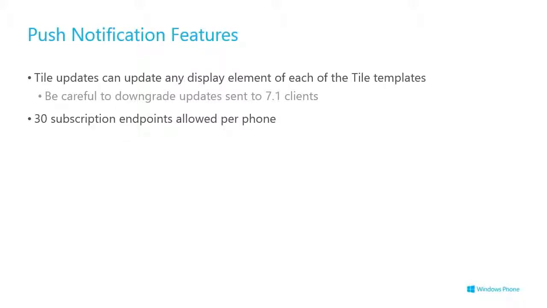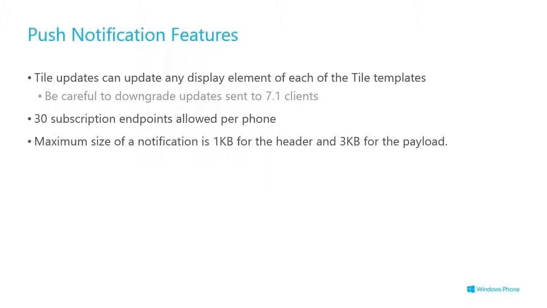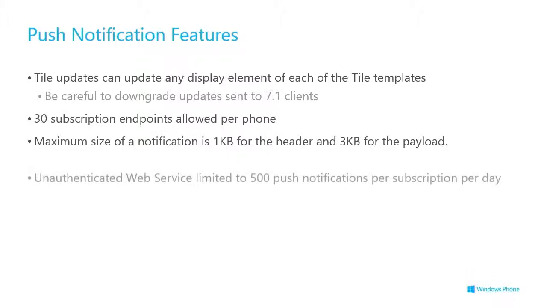All right. One other thing to think about is just 30 subscription endpoints per phone. So that's 30 of your unique apps that can do that. Because obviously we can overwhelm a device doing all that activity, all that bandwidth. So you have to be careful there and be thoughtful. We have this. These are the headers on the payload, the size for the header and for the payload.